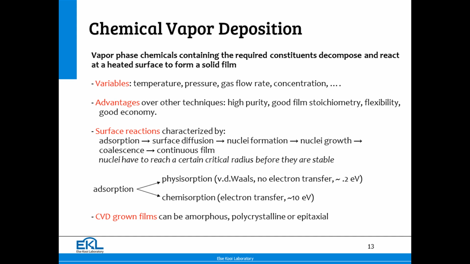The nuclei, by the way, have to reach a certain critical radius before they are stable. So you form nuclei, but most of them disappear. Only a few of them manage to reach the critical size, and they expand and grow on. Physisorption is by van der Waals forces, the species are still moving around the surface. Chemisorption is a really strong bond because there has been electron transfer. And a CVD grown film can be amorphous, like for instance silicon oxide, silicon nitride, polycrystalline, polysilicon, or epitaxy.